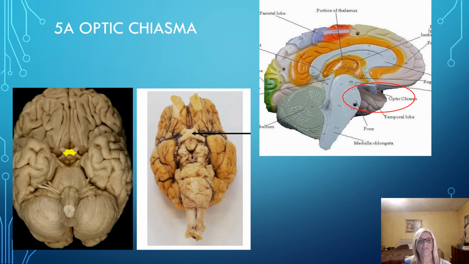Here we're looking at the optic chiasma. I really like the optic chiasma. It's kind of neat. It has this nice little X shape here to it, and then we can break that down. So it's an X shape here right in front of the hypothalamus, and this is crucial to vision. Okay, and this is where we actually have a crossing over of our vision here.